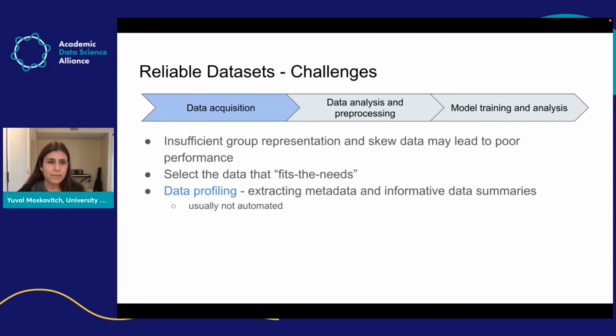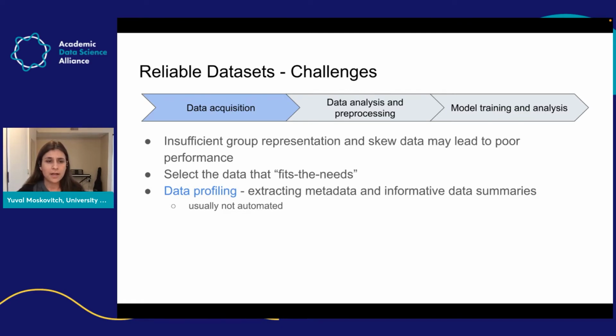The first part of the pipeline is data collection. We know that the data used for model training has a significant effect on the resulting model. For example, we know that insufficient representation of minority groups, or on the other hand, skew data, which is extreme representation of some groups, can lead to biased models. For example, the tool developed by Amazon was discriminating against women simply because there were not enough women in the dataset.